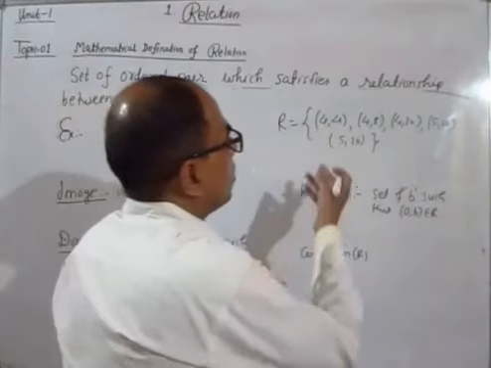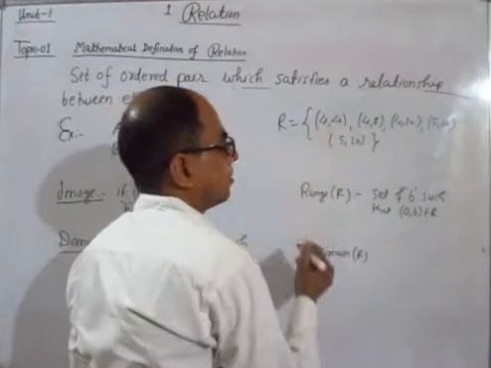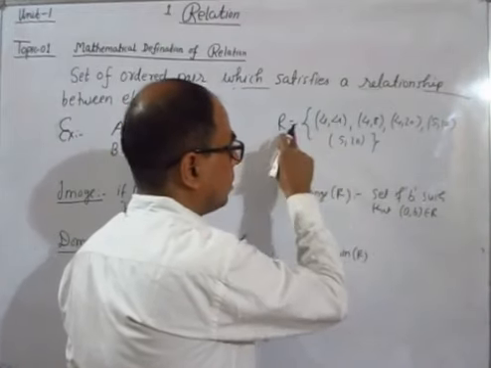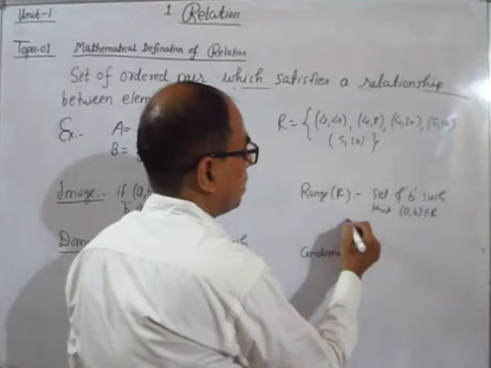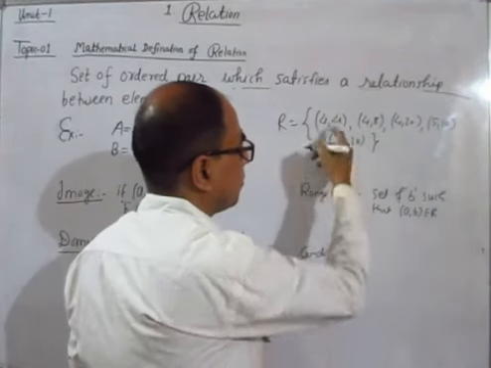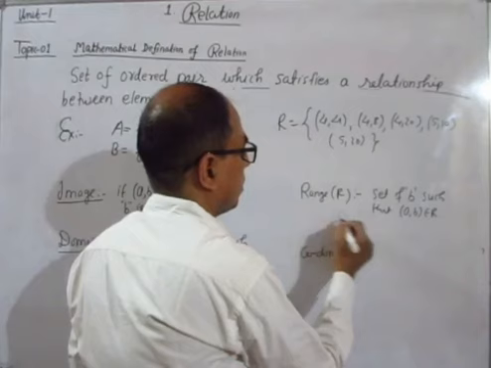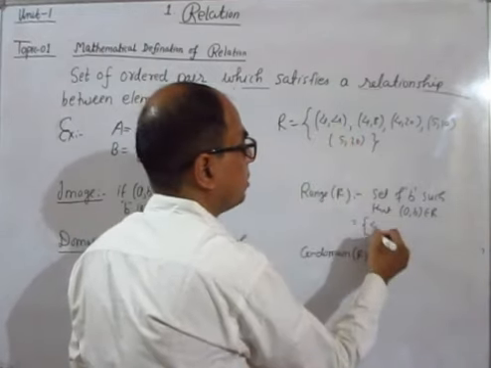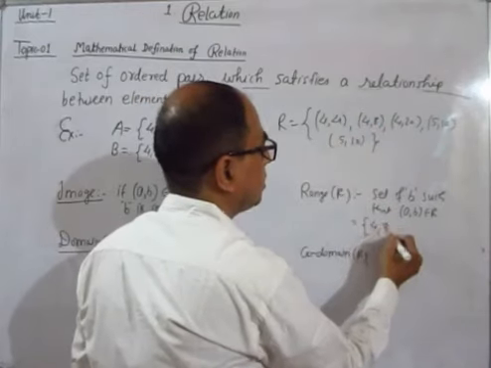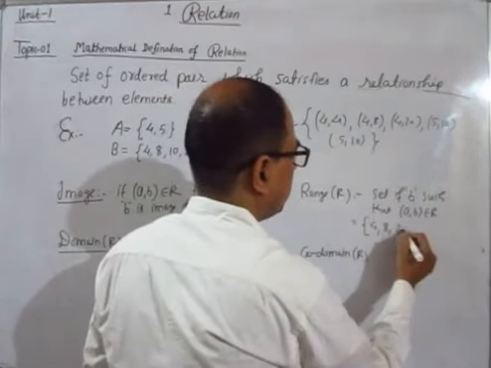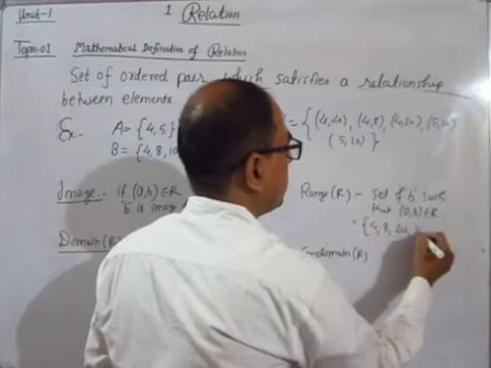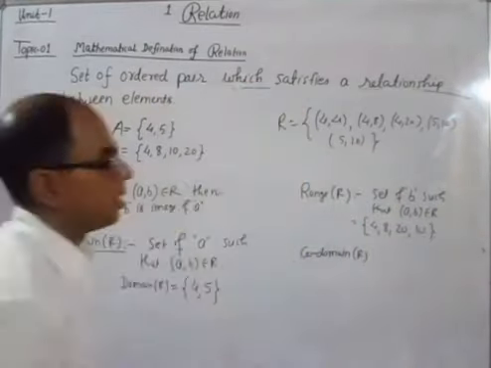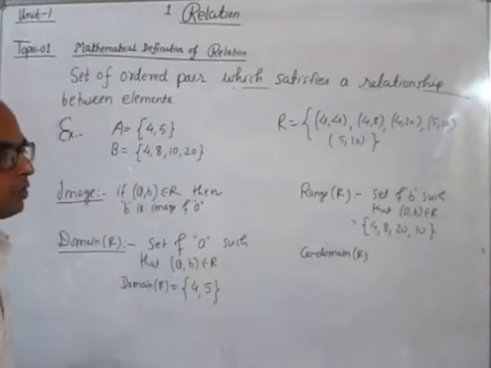That means the set of second elements of the relation. This is called the second element of the ordered pair in the relation. So here, in this example, the range will be the set of second elements. Here the second element is 4, here 8, here 20, here 10, and here 20, which we have already written. So this set is called the range of the relation.